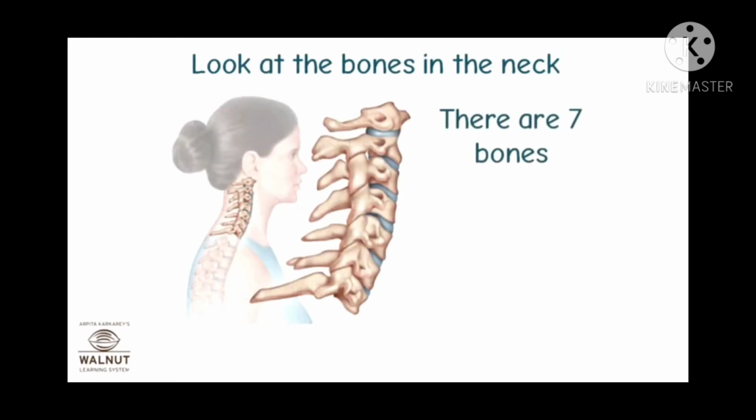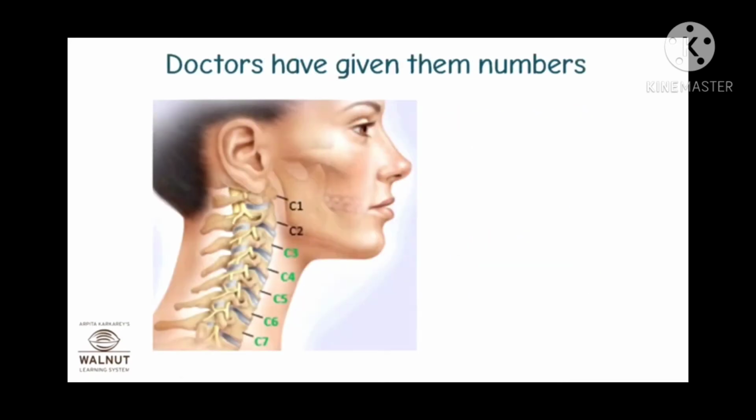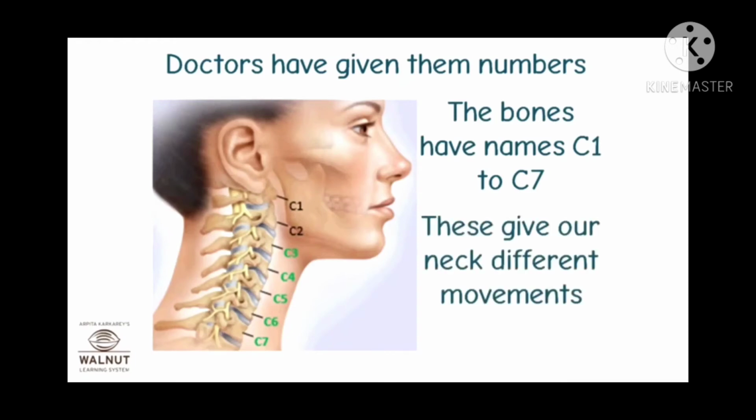Just look at the bones in the neck. There are 7 bones. They are called cervical bones, and the doctors have named these bones from C1 to C7. You can observe this in a video.